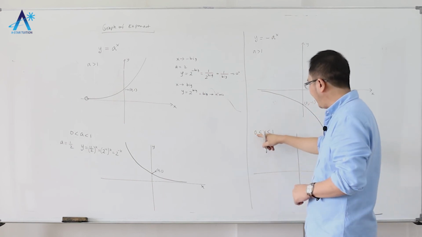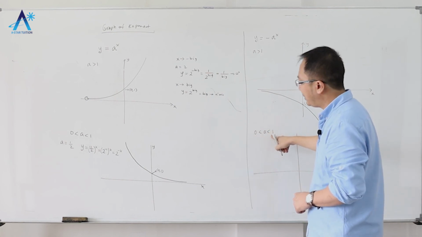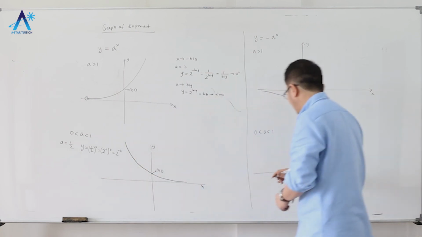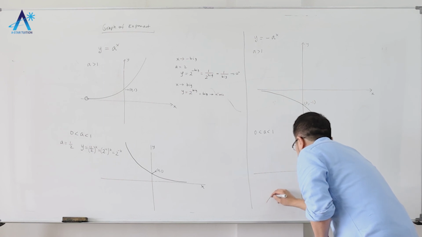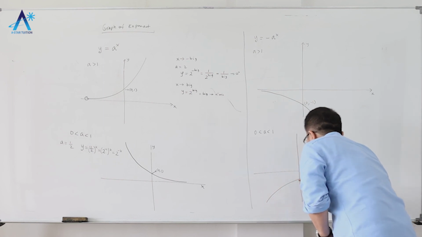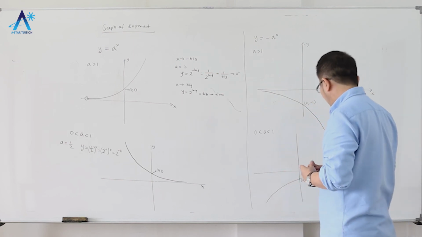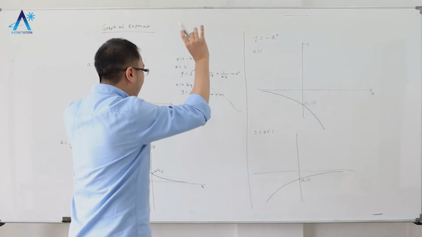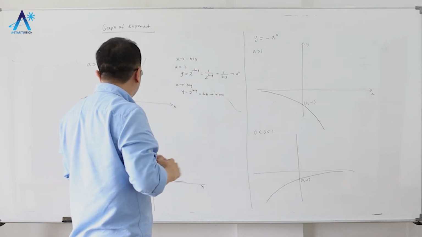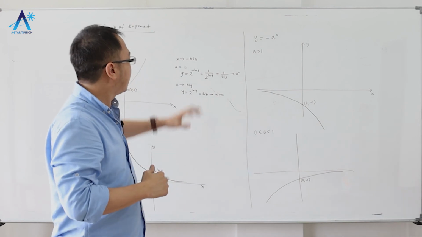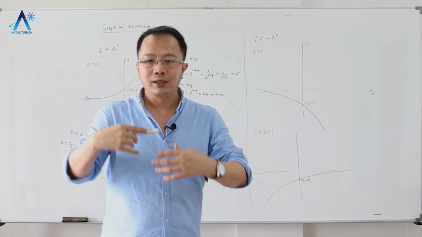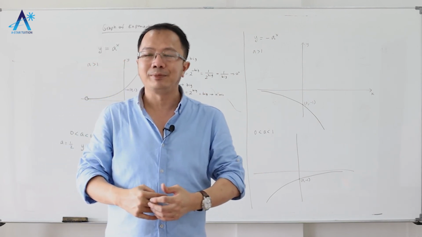While for the case of a between 0 and 1, we just need to do a reflection of the following graph by the x-axis, and therefore it would behave in such a way, and this coordinate is also equal to (0, -1). So here are the 4 graphs of the exponential that students need to grasp before they actually move on to the more advanced chapter on the logarithm.